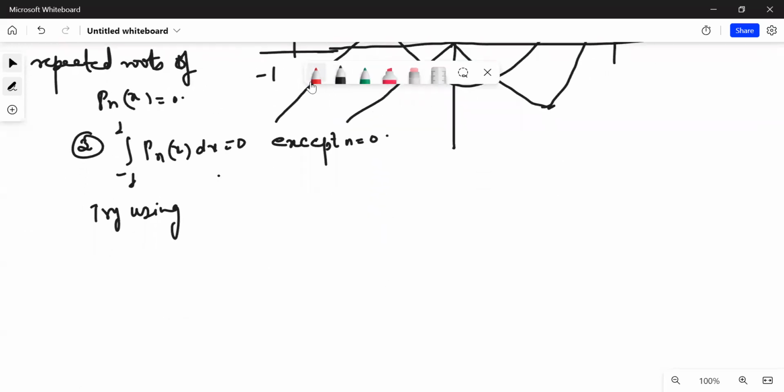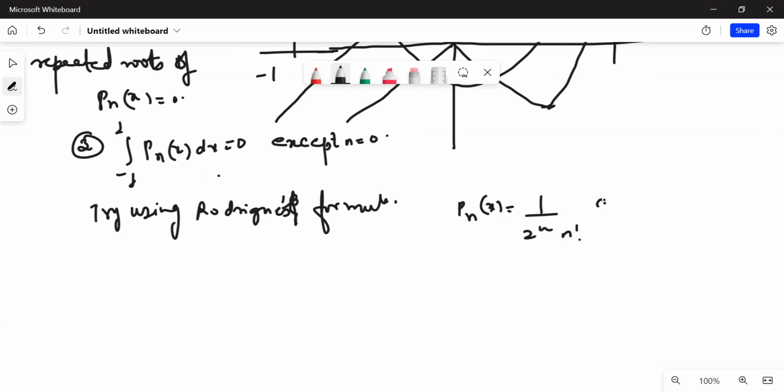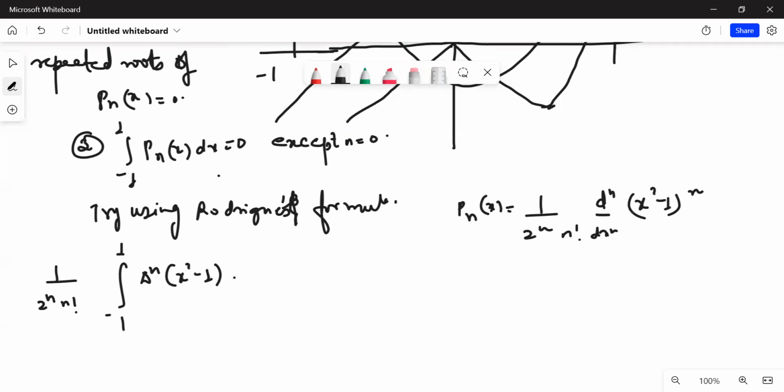Okay, and now try using Rodrigues formula. So what is your Rodrigues formula? The Rodrigues formula for deriving Pn(x) is 1 upon 2ⁿ n! times dⁿ/dxⁿ of (x² − 1)ⁿ. Is that clear? Now if I integrate it from -1 to +1, I can take 1 upon 2ⁿ and n! out, and this is dⁿ/dxⁿ of (x² − 1)ⁿ. Okay, is that clear?